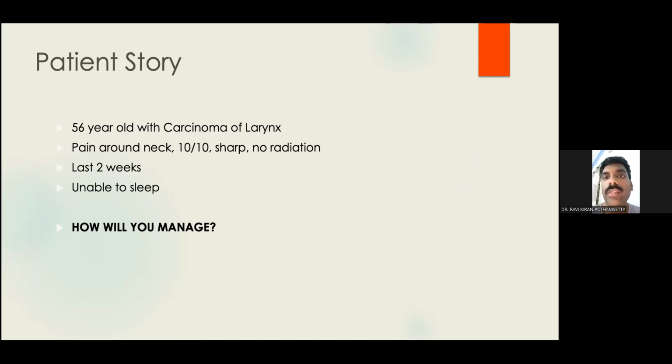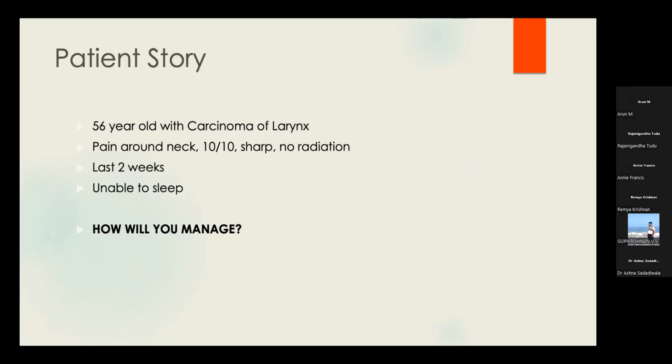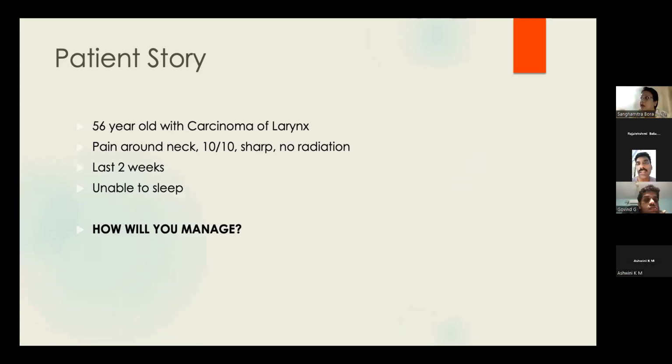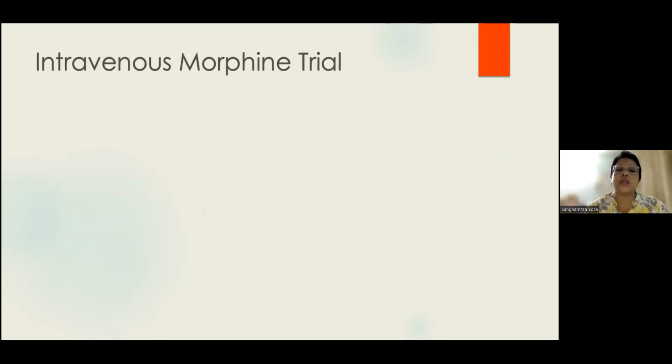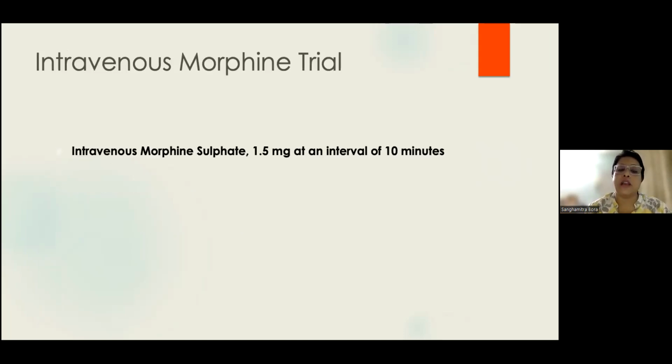Before giving the IV morphine, we check the vitals, drowsiness, the pain score, followed by 2 mg IV morphine stat. We wait for 10 minutes and check again the vitals, the drowsiness, the pain score, and the heart rate, pulse rate. Then again we assess the pain, and then again we give 2 mg. In this fashion, we continue till the patient experiences minimal to no side effects with high relief of pain, and then we later convert to oral morphine. Right. So you are talking about the intravenous morphine trial.